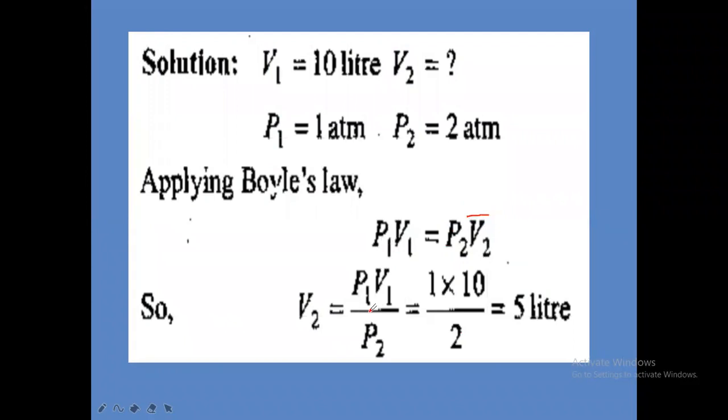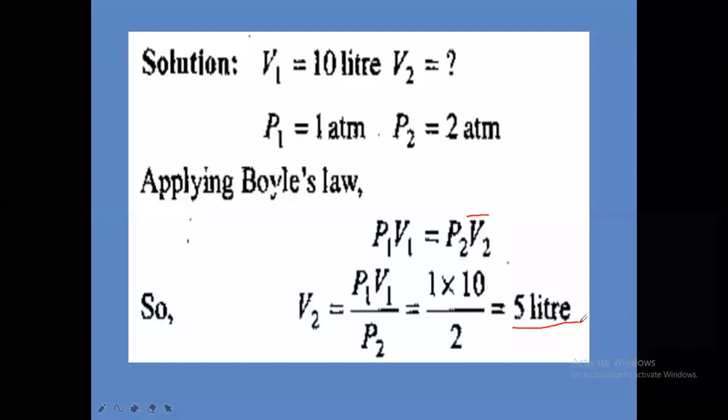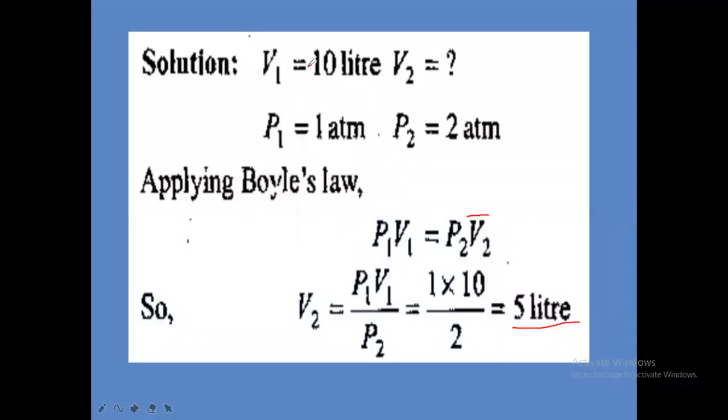So V2 is equal to what now? P1 V1 by P2. So P1, how much now? 1 atmosphere into V1, how many liters? 10 liters, by P2 is 2 atmospheres. That equals 10 by 2, 5 liters. So 5 liters will be what now? Volume. So when pressure was 1 atm, the volume was 10 liters. When pressure is increased up to 2 atmospheres, the volume decreases to 5 liters. Like this, the final volume we have to calculate.